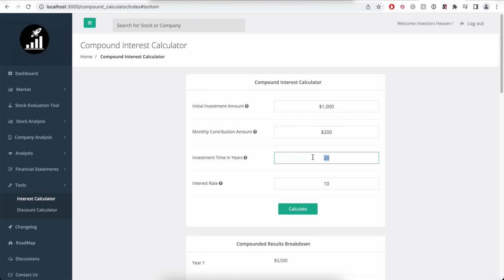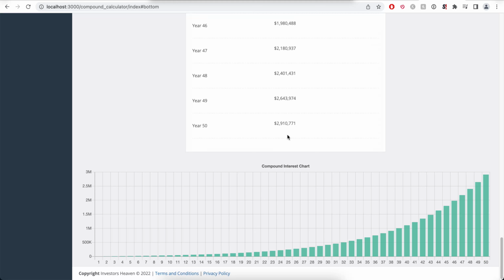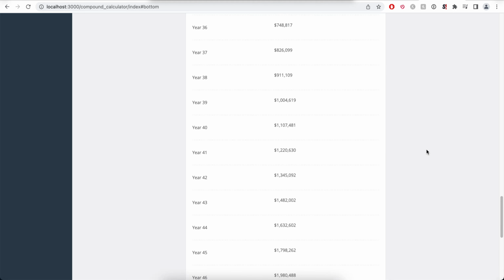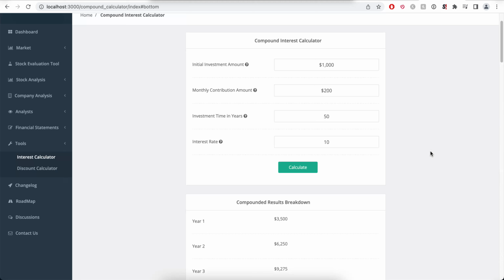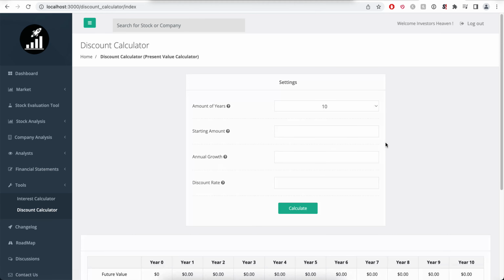And of course, if we're looking at, let's just say, a retirement account, which could be sitting for 50 years, for example, then we are getting almost a $3 million account here, which is absolutely insane. Again, compound interest is all about the years that you are compounding money. Now, there is a very, very important question that we are attempting to answer with our discount calculator, and this is about how much an investment is worth.